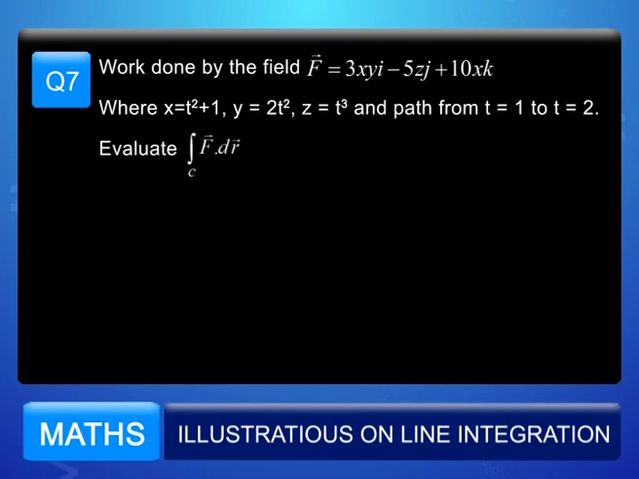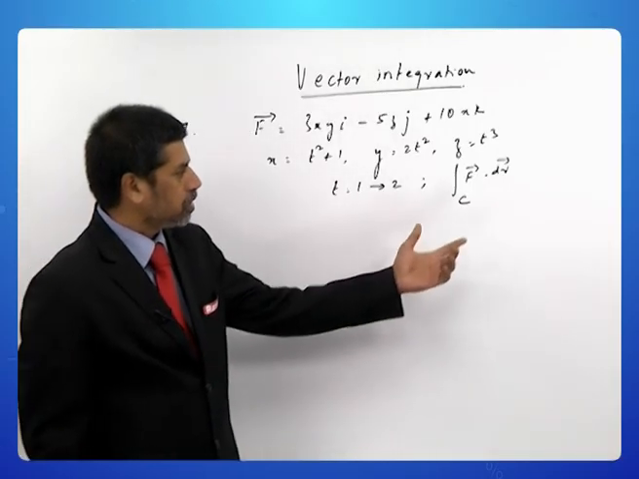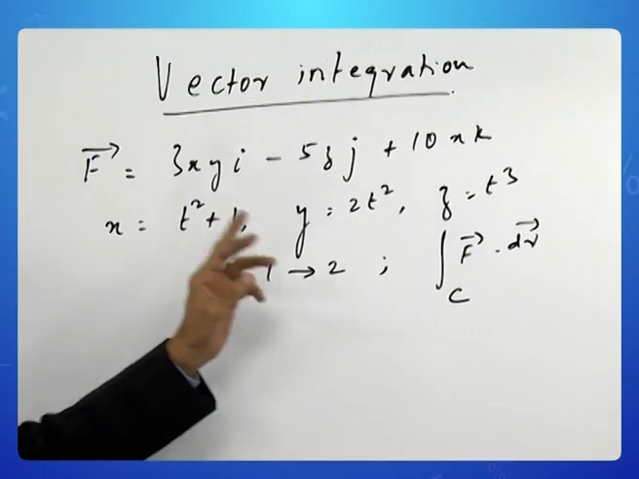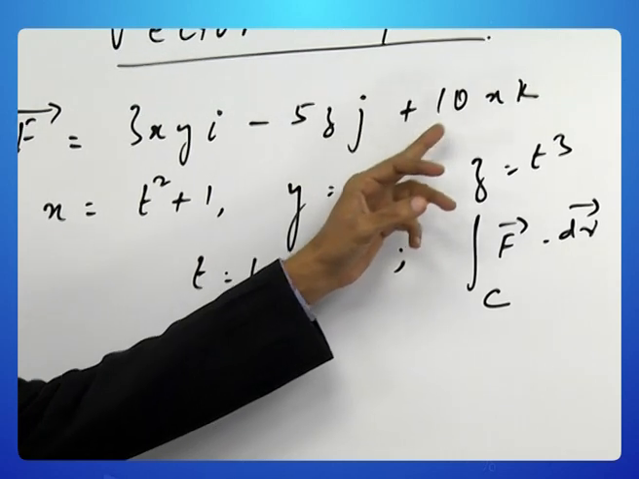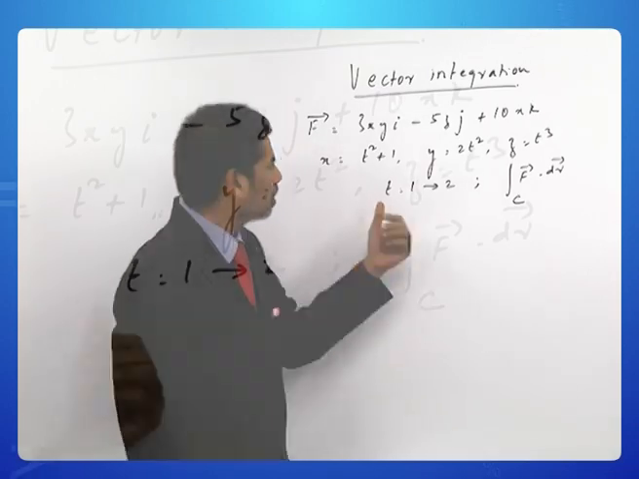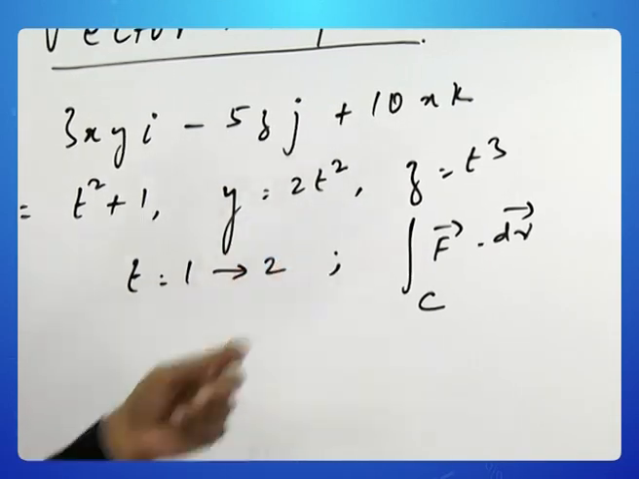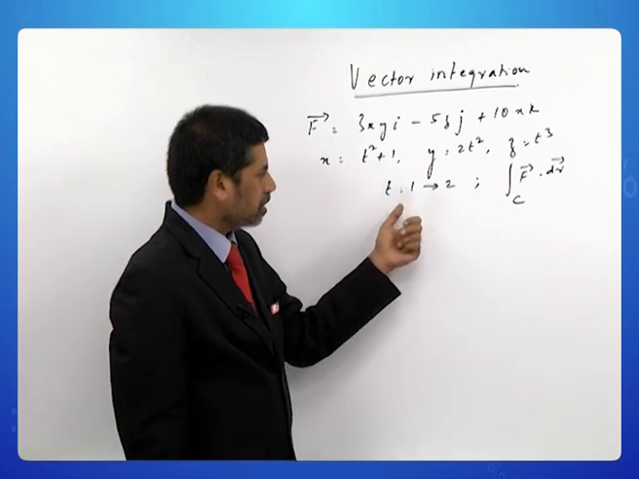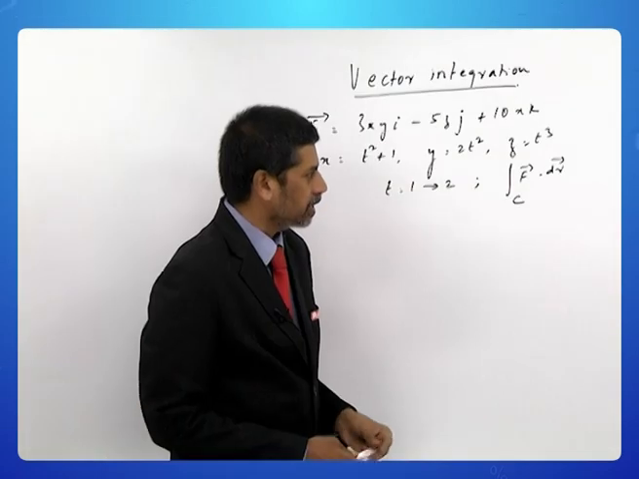Question number 7. What is the work done by the field f is equal to 3xy i minus 5z j plus 10x k along the curve x is equal to t squared plus 1, y is equal to 2t squared, z is equal to t cube from t is equal to 1 to t is equal to 2. This is a problem based on line integral. We got a field f, where x, y and z are expressed in terms of parameters: x is t squared plus 1, y is 2t squared and z is t cube, and the path is from t is equal to 1 to 2. So, let us evaluate this integral.